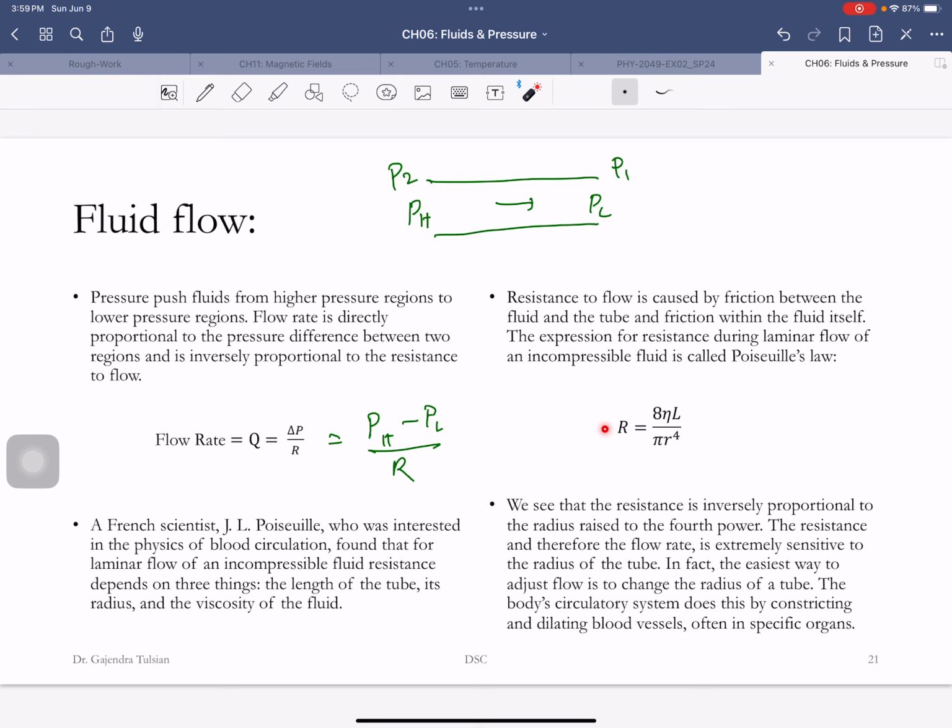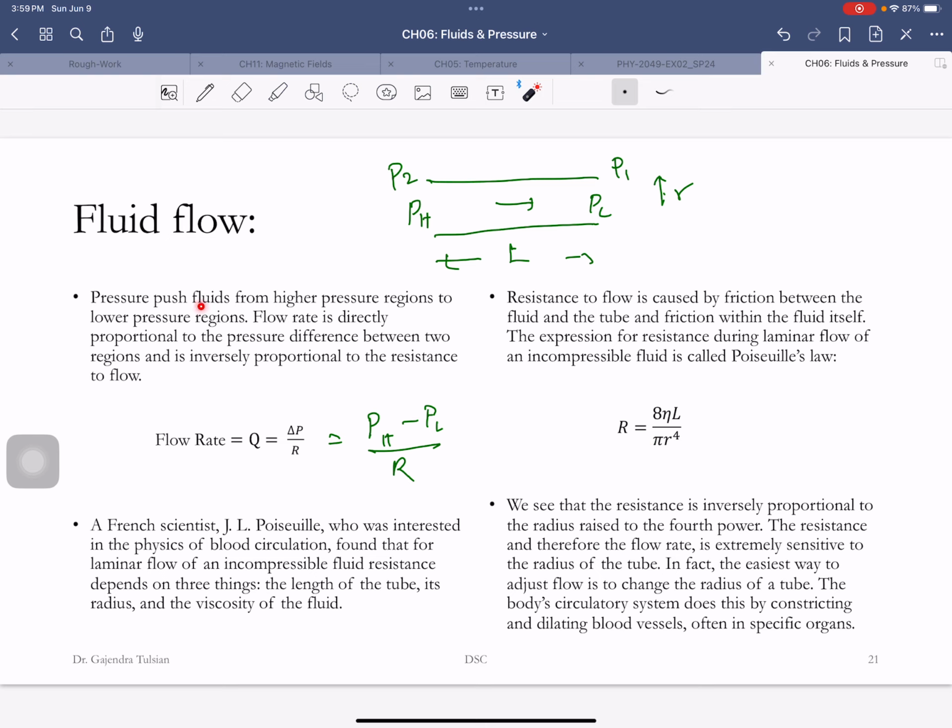The resistance depends on the viscosity. Honey has greater viscosity than water. It also depends on the length of the tube, L, and it depends on the radius of the tube. The wider the tube, the greater the radius. The greater the radius, the smaller the resistance. So it's easier to pump the fluid through a wider tube, and that makes sense.